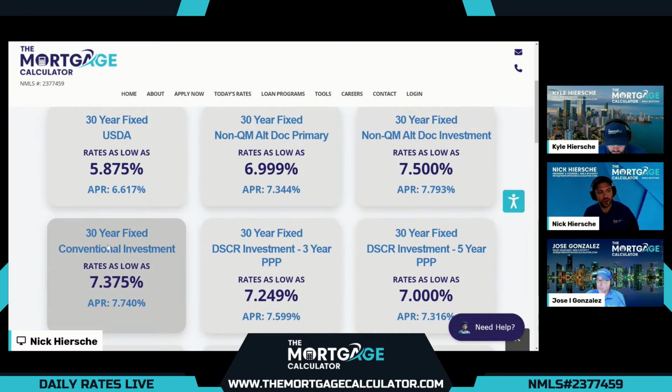So remember, government programs do not work for investments. So the only option we have here is the agency option. So no FHA, no VA, no USDA, just our conventional. So 30-year fixed conventional for an investment property comes in at 7.375 rate today, final APR 7.740. So notice that's a touch cheaper than our alt doc option.